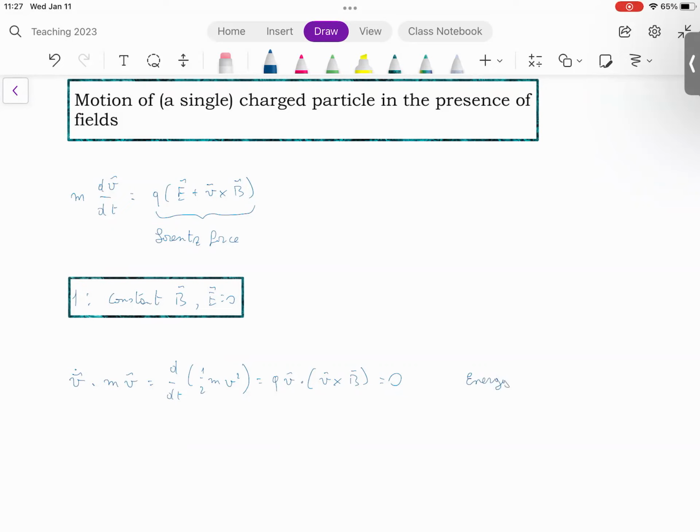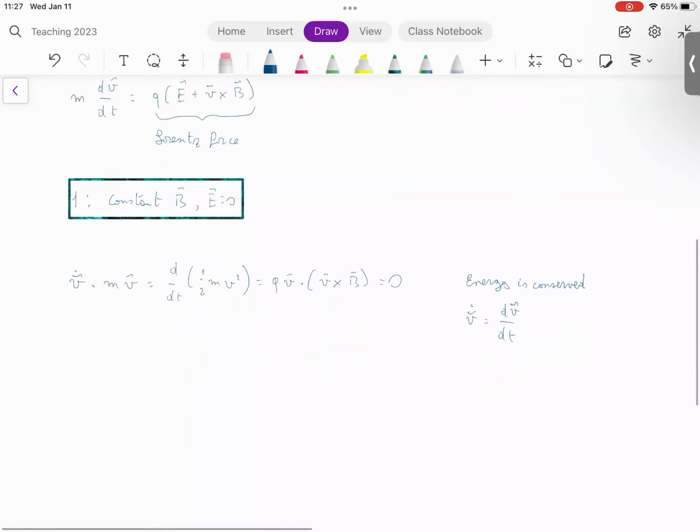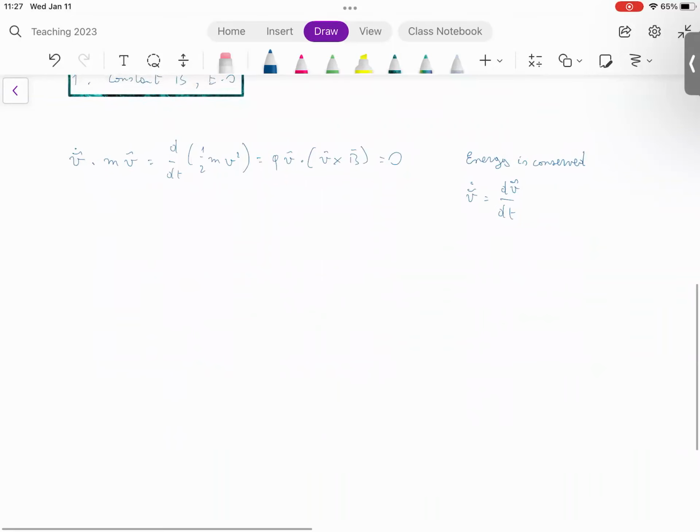So great, energy is conserved. And again, just in case, v dot indicates the time derivative of the velocity.